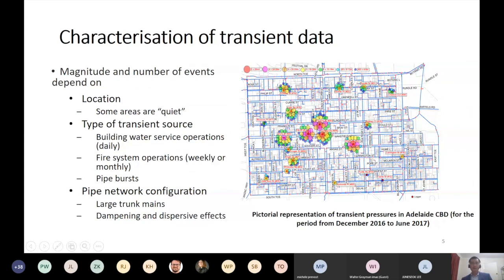So the very first finding was the city water network actually was quite noisy. It's much noisier than people would think. And more interestingly, we can see that within this 2 by 2.5 kilometer area, not very large, right? We see that some parts of the area have much more transient activities than the other areas.